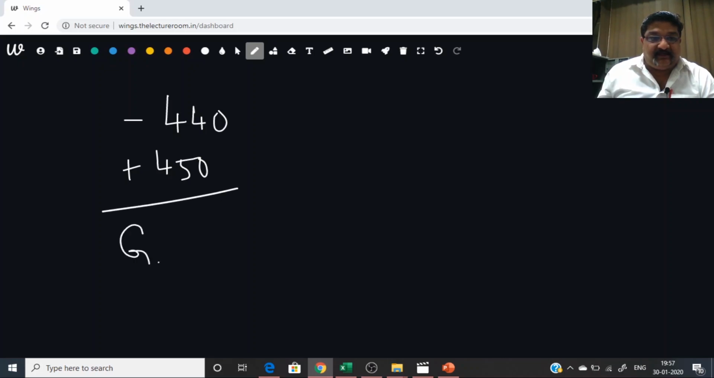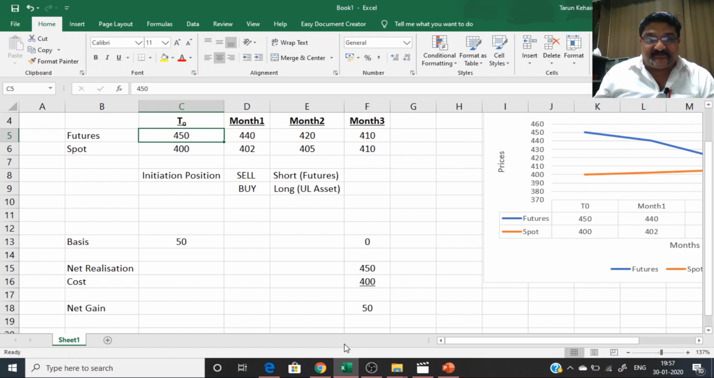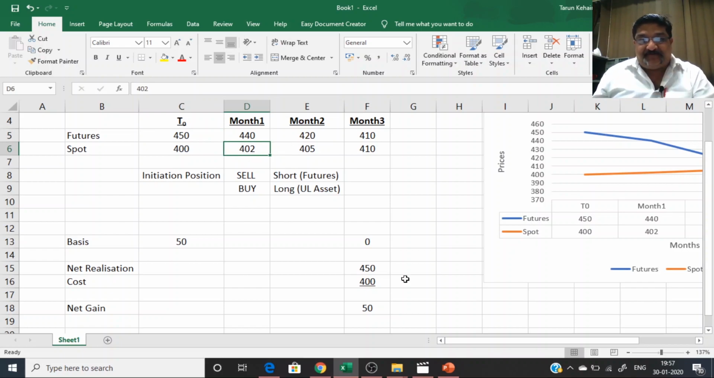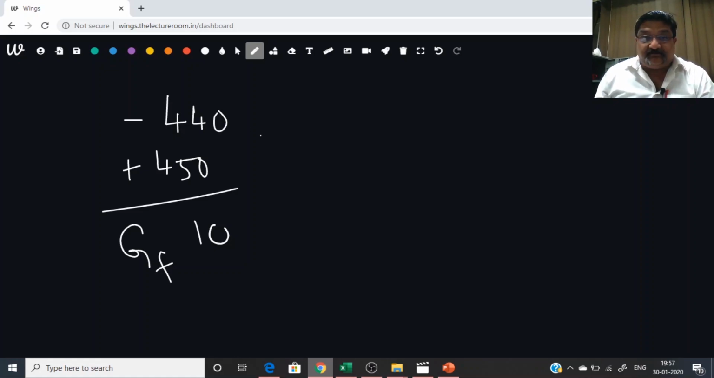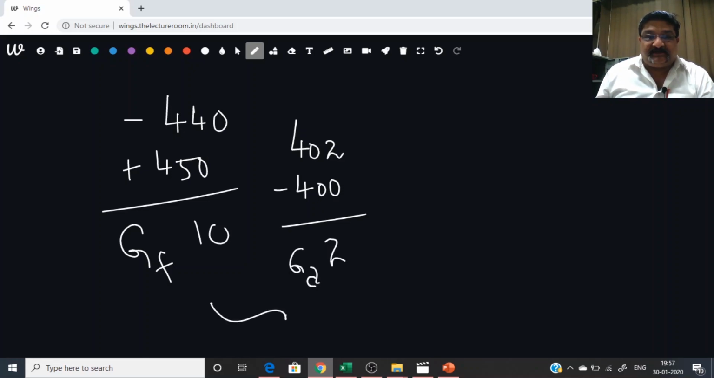So now he will be buying at 440. I illustrate that by minus, and he will be selling at 450, the contracted futures price, thereby making a gain on the futures of 10 rupees. Over and above that, if you look at the Excel file, the month 1 spot price is 402, which means on the underlying asset he has also made a gain of 2, which is nothing but 402, which he realizes by selling the asset in the spot market at time t, minus 400, his spot price at time 0. So his gain on the asset is 2. So his total gain is 12. Please keep this number in your mind. His total gain is 12.